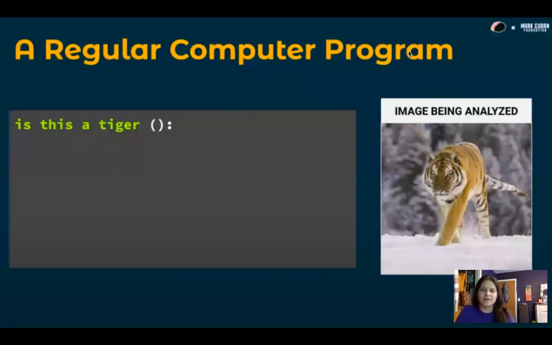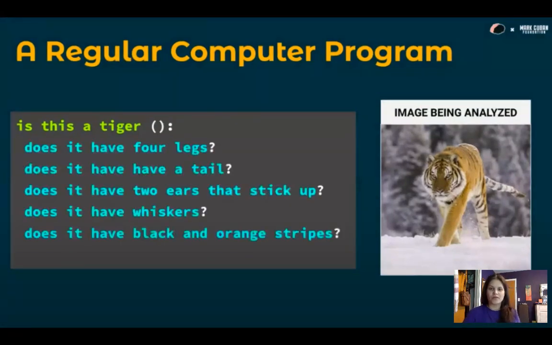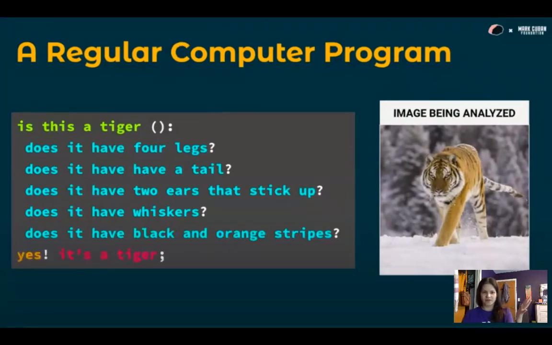So now let's compare the actual programming piece. For a regular computer program, if you wanted to create a program that can recognize tigers in images, you would probably have to put in some rules for the program to follow. So the program could look at the image and say, all right, does it have 4 legs? Yes. Does it have a tail? Yes. Does it have 2 ears that stick up? Yes. Whiskers? Yes. Black and orange stripes? Yes. So if all of those answers are yes, then your program would be able to say, this is a tiger. Problem?